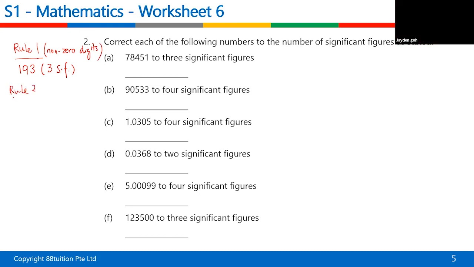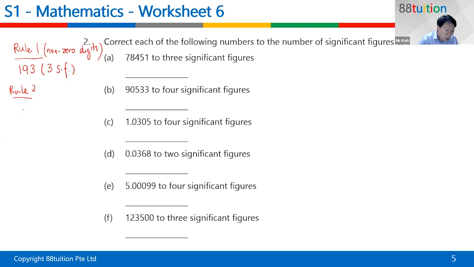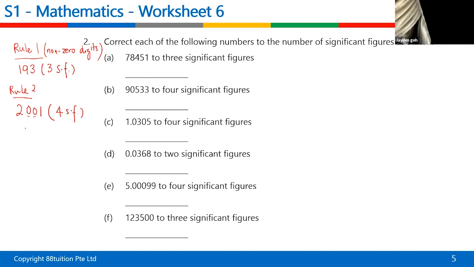Okay, now I go on. Rule 2. All zeros between non-zero digits are significant, for instance, 2001. Now this one is between non-zero digits, so it's considered as significant. So how many significant figures are there? There are 4 significant figures.